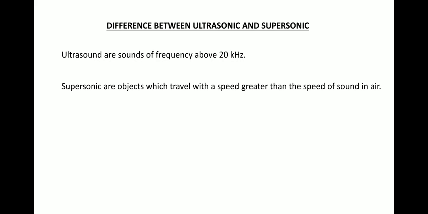Next we have the difference between ultrasonic and supersonic. Although they sound similar, there are some differences between these two terms. Ultrasonic or ultrasound are sounds of frequency above 20 kilohertz, that we have already learned. But supersonic are objects which travel with a speed greater than the speed of sound in air. Any object which travels faster than the speed of sound in air is called supersonic. Examples of supersonics are jet planes, fighter planes, etc.